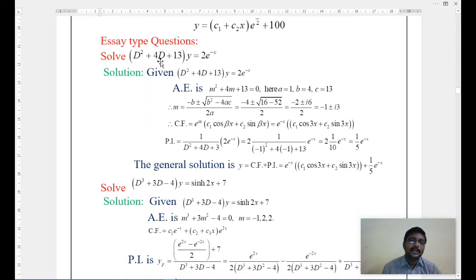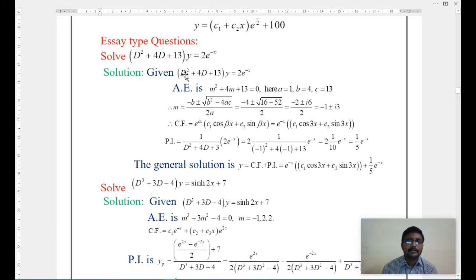Solve the differential equation (D² + 4D + 13)y = 2e^(-x). It is a non-homogeneous differential equation because the right hand side function is there, and the right hand side function is an exponential function, especially known as a Rule 1 related sum. Now, to solve this, first we have to consider the homogeneous equation, taking the right hand side as 0, and consider the auxiliary equation, which is replacing D with m in f(D).